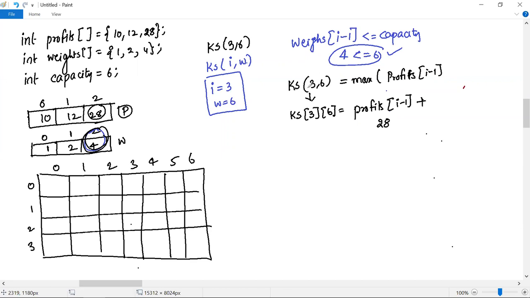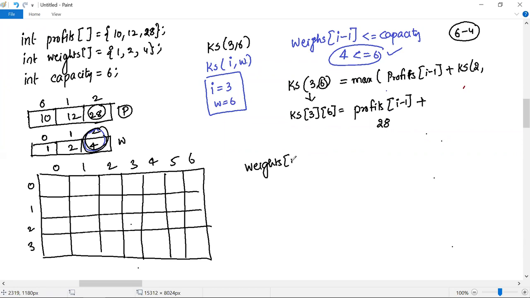Whenever you are having the third object, once an object is completed, we need to take from the remaining objects, right? Plus KS of 2, comma. What is the meaning of 2? Take from the remaining 2 objects. Next, what should I do? I need to reduce 6 by 4. This 4 is present where? In the weights of 2, right? How do I get that one?